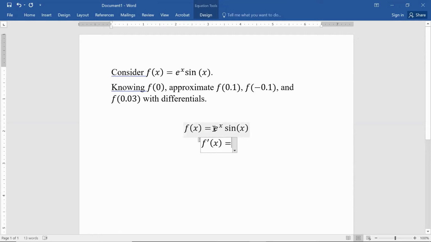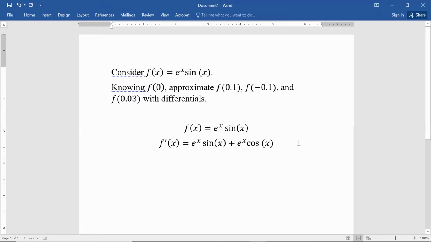If you remember, the product rule says we take the derivative of the first part, the derivative of e to the x is e to the x, multiplied times the normal second part, plus the normal first part, which again is e to the x, times the derivative of the second part. The derivative of sine of x is cosine of x. So here is our function, and here is our function's derivative.